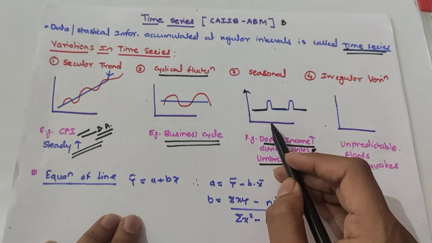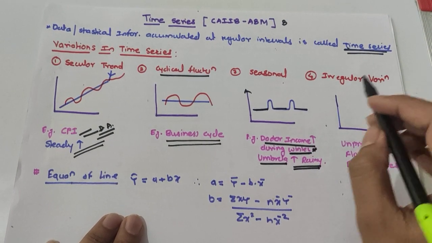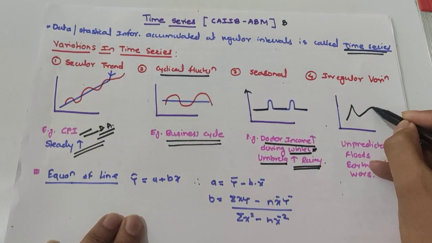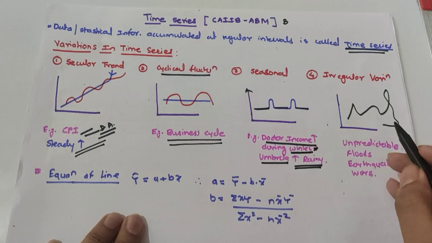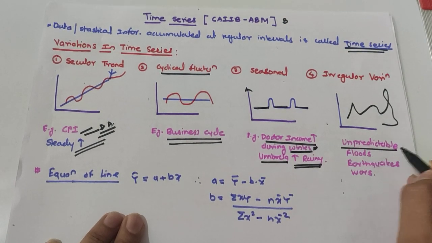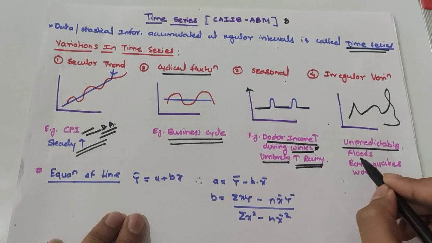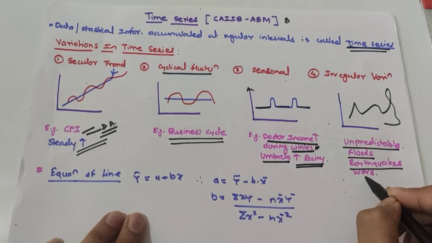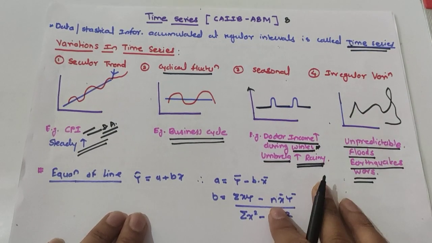So friends, we will see now last the irregular variation. That means the variation which does not fall in these categories. You can say any type of variation, that is the irregular variation. How? Because these are unpredictable. Irregular variations are unpredictable. For example, floods we cannot predict, earthquakes even we cannot predict, like some wars, right? These are the irregular variations.